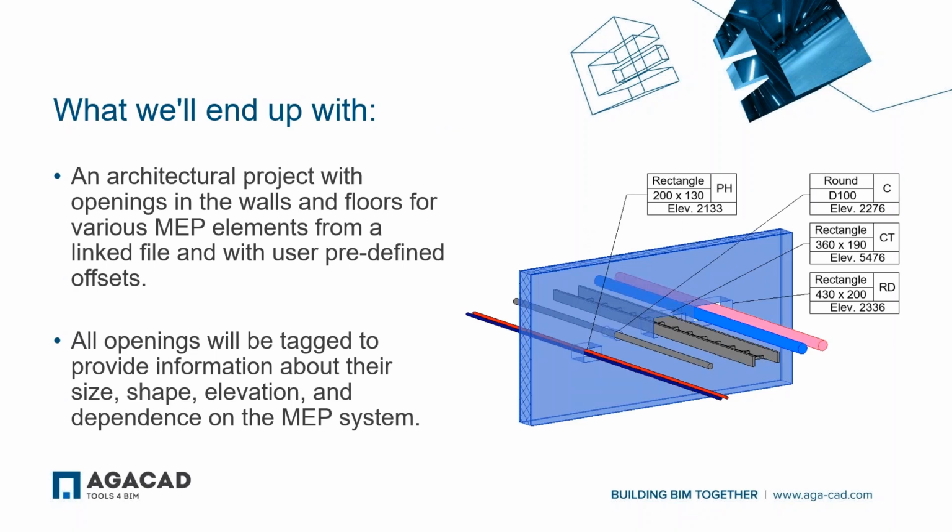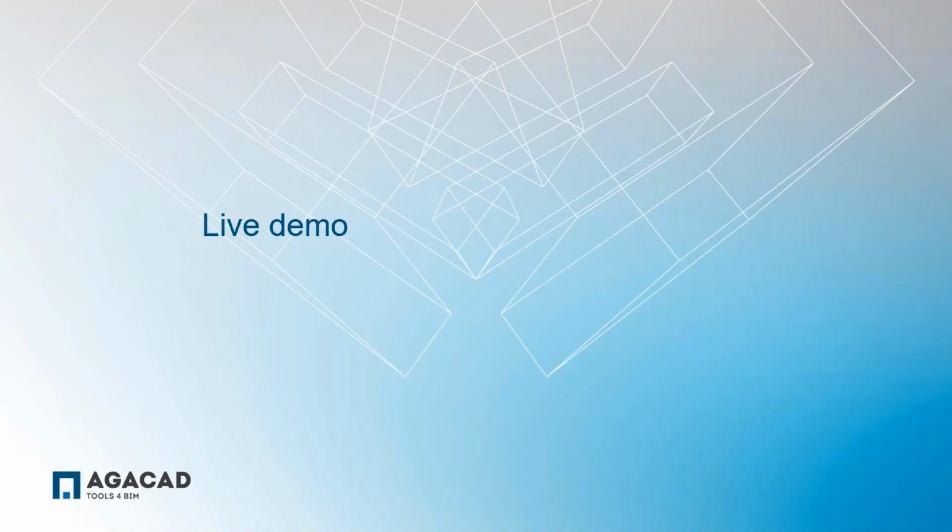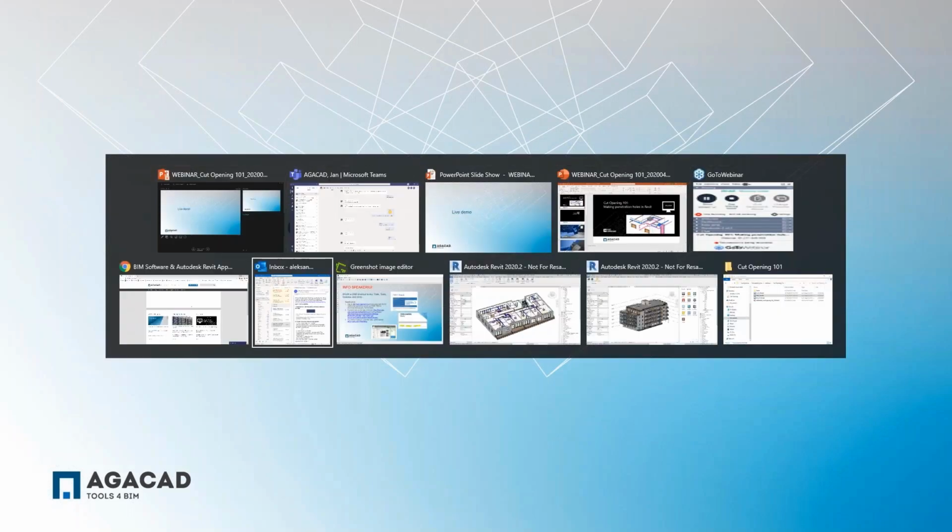And at the end of the webinar, the goal is to have architectural project with openings in the walls and floors for various MEP elements from linked MEP file with user predefined offsets. Also tagging all the openings according with the information about their size, shape, elevation, demonstration of what's possible to extract from our opening models. And I'll jump to my models.